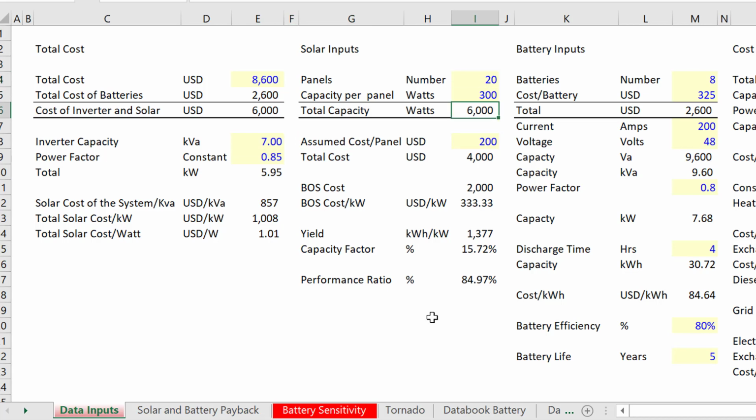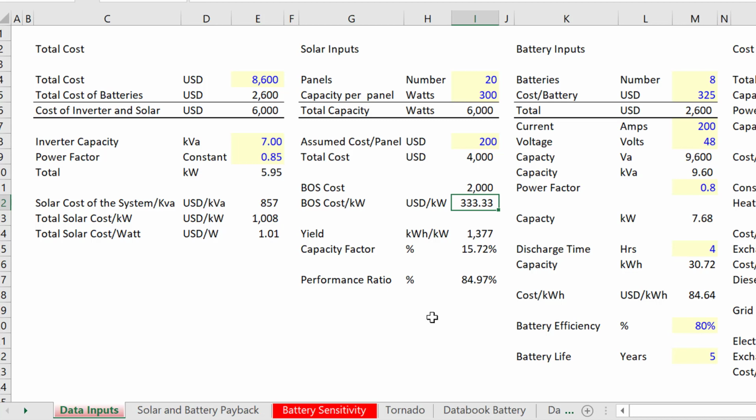I'm just focusing, repeating in a way what I said. He was going to put 20 panels in, and each panel had 300 watt capacity. So the total capacity was 6,000 watts or 6 kilowatts, which corresponds to how much power we actually get out from the inverter. Okay, that's the first thing we do.